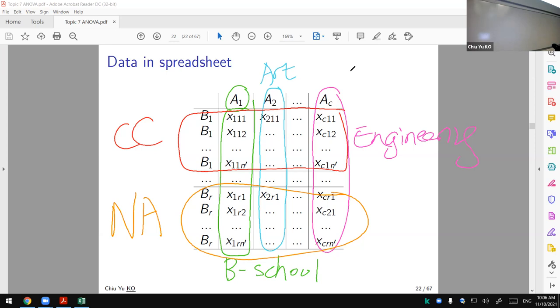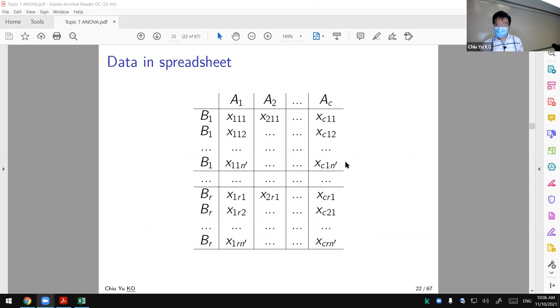Okay, this is the data set. It's very restrictive. Yes, it's very restrictive. Usually you do experiments like this, but as I said, we can relax it. It's not a big deal. So now let's go with the model.